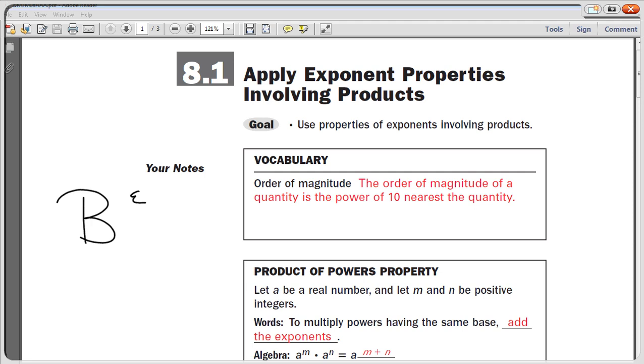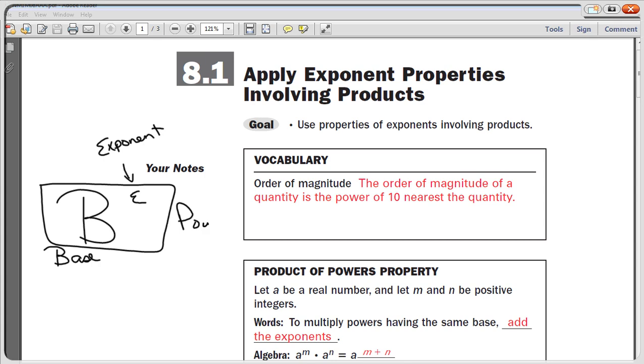The big B is called the base. The little e is called an exponent. You know how you have multiplication, division, addition, subtraction? The entire thing is called a power. What we're doing is we're taking a power.